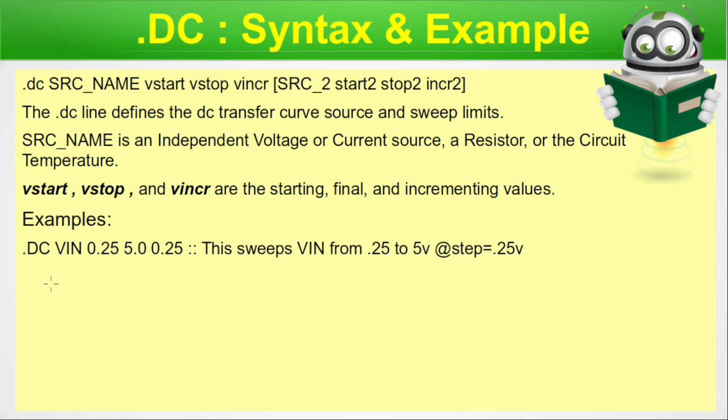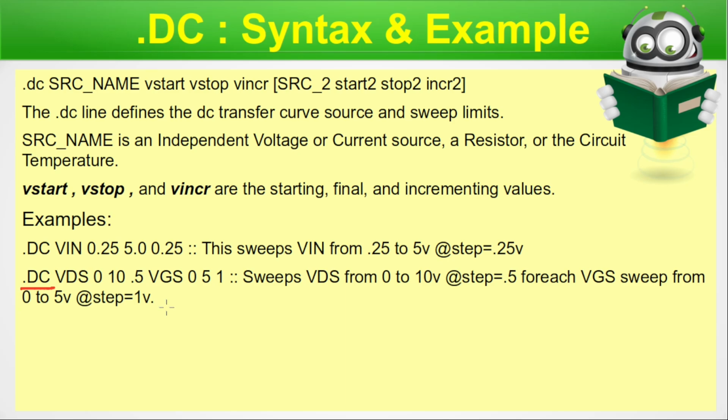Here is the first one: .DC, then VIN is the source name, then 0.25, 5 and 0.25. This way we say that VIN sweeps from 0.25 volt to 5 volt at the step of 0.25 volt. So you can correlate, this is start, this is stop and this is increment.